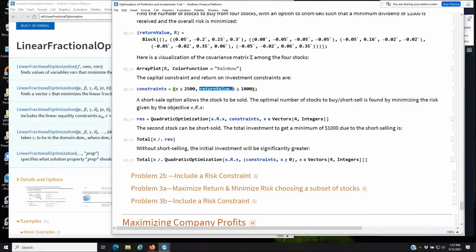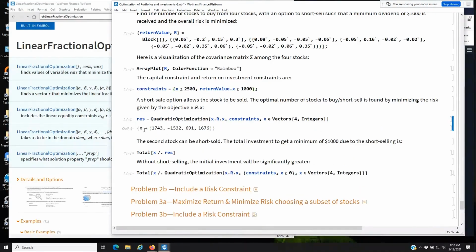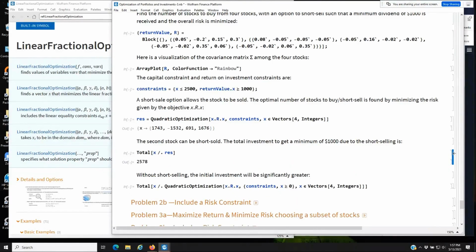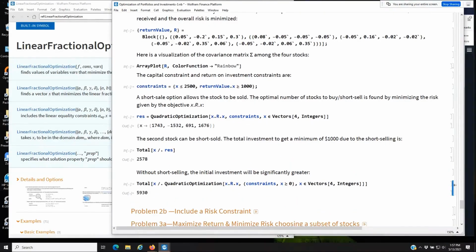This is the maximum I can spend. This is my return, must be at least $1,000. X is a 4-dimensional vector. And this is what we get. So remember, we didn't buy the second one. Now we're going to sell it. So obviously, it's not a good stock, and we're trying to get rid of it. So what is our overall return here? It's less than it was previously.